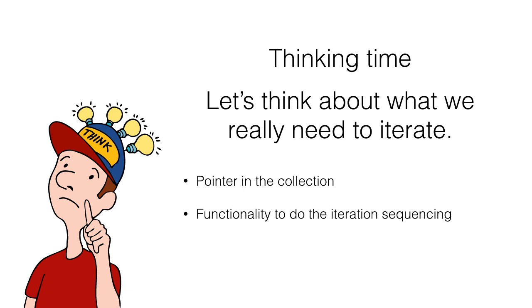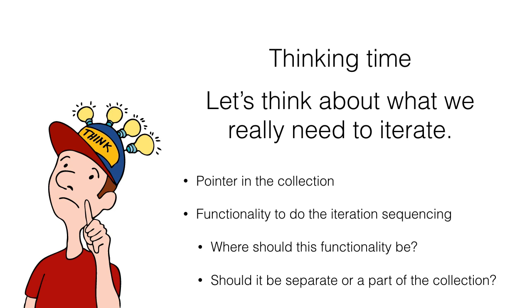It's telling me I'm right here. So it's some sort of reporting back of an attribute. It says this is where I'm at. So I've got functionality and I've got data. Now, where should this functionality be? Think about it. Should it be separate or part of the collection? It should be separate.